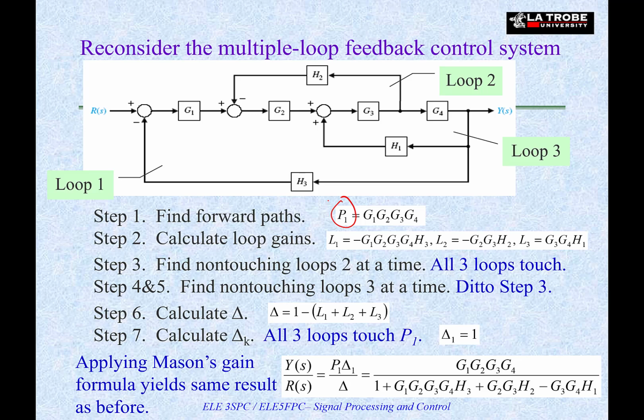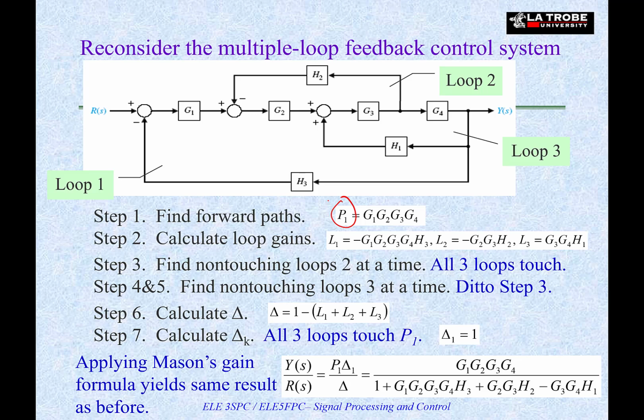Now, let's look at the loops. Obviously, in this example, it has 3 loops. So we need to calculate all of the loop transfer functions. After we find L1, L2, and L3, we need to identify whether there are 2 non-touching loops. In this system, all the 3 loops touch each other. With this information, we should be able to determine delta. So delta is equal to 1 minus the bracket L1 plus L2 plus L3.